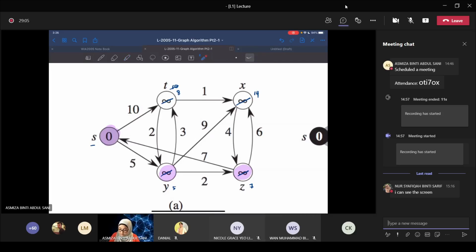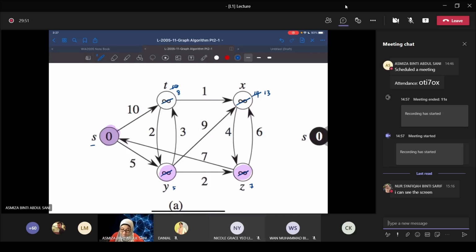From Z, we know that Z can go to X and Z can go back to S. Basically, we don't really consider going back to the initial position. So we're going to look at this edge. Let's see if we can relax it. 7 plus 6, we get 13, which is smaller. Therefore, we can update the distance for X to 13, because we know that you can reach X by going through Z with the distance of 13. We update that, and that's fine.